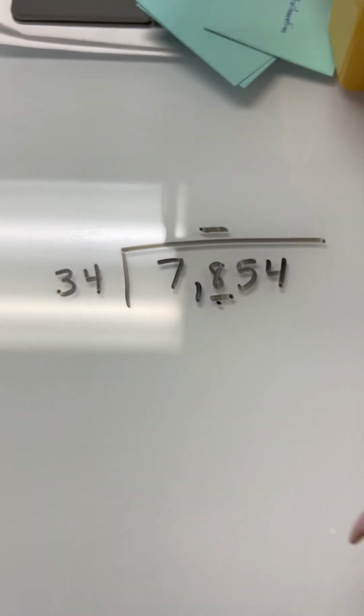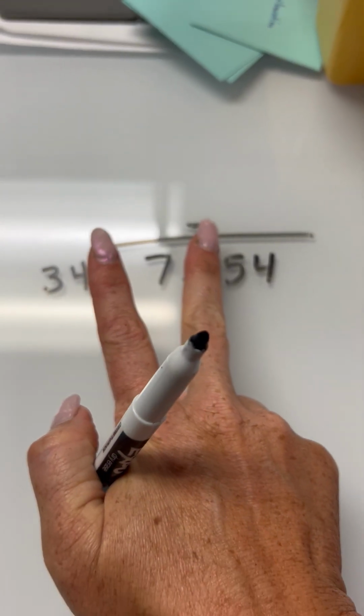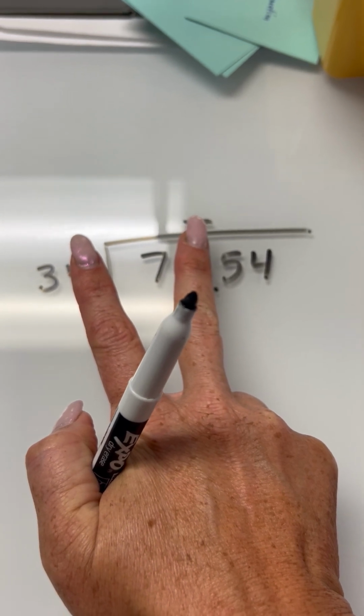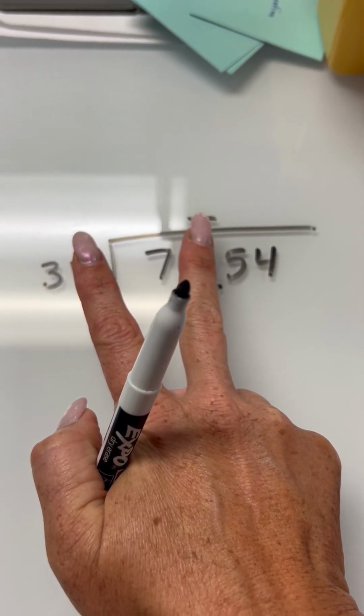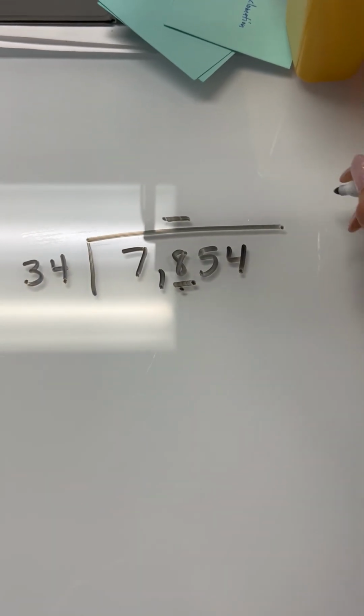So my little trick when I have to figure out how many times 34 goes into 78 is I'm going to cover the ones place in both of those numbers and ask myself about how many times does 3 go into 7? About 2 times, so that's going to be my starting point.